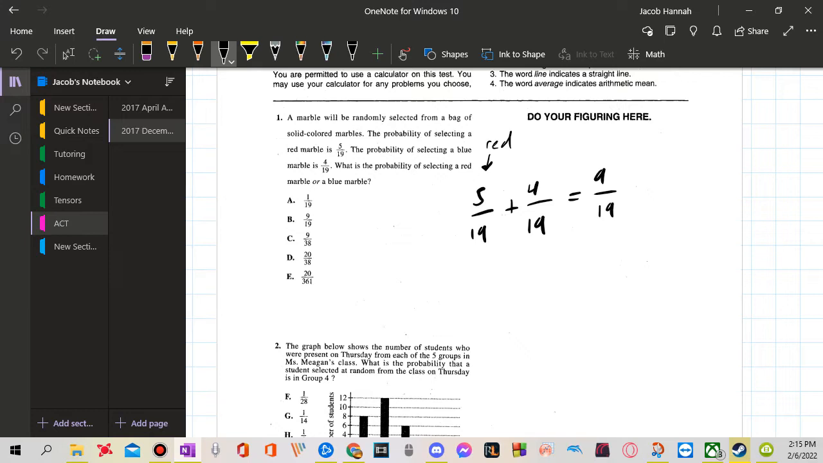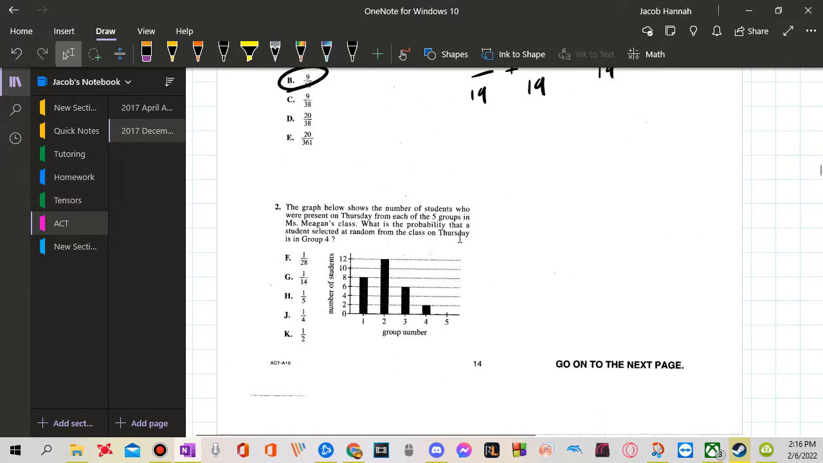So the probability of selecting a red marble is five marbles out of the total. There's 5 red marbles out of 19 marbles in the bag, and 4 blue marbles out of 19 in the bag. So the probability of picking either a red or blue marble is going to be the sum of these two probabilities. So it's going to be 9 out of 19. And that's one of our answers. Cool. So that's pretty much all you have to do for that one.